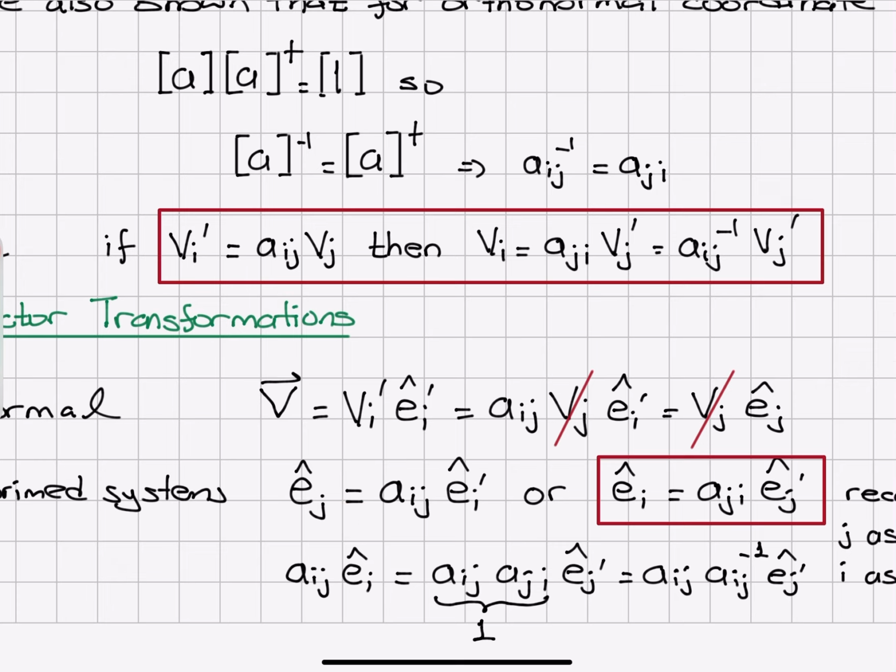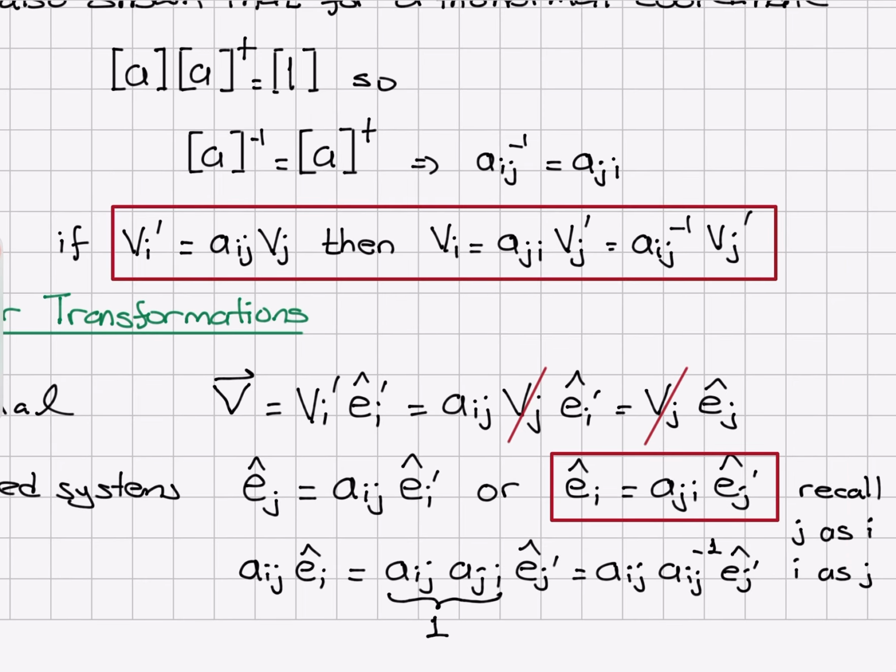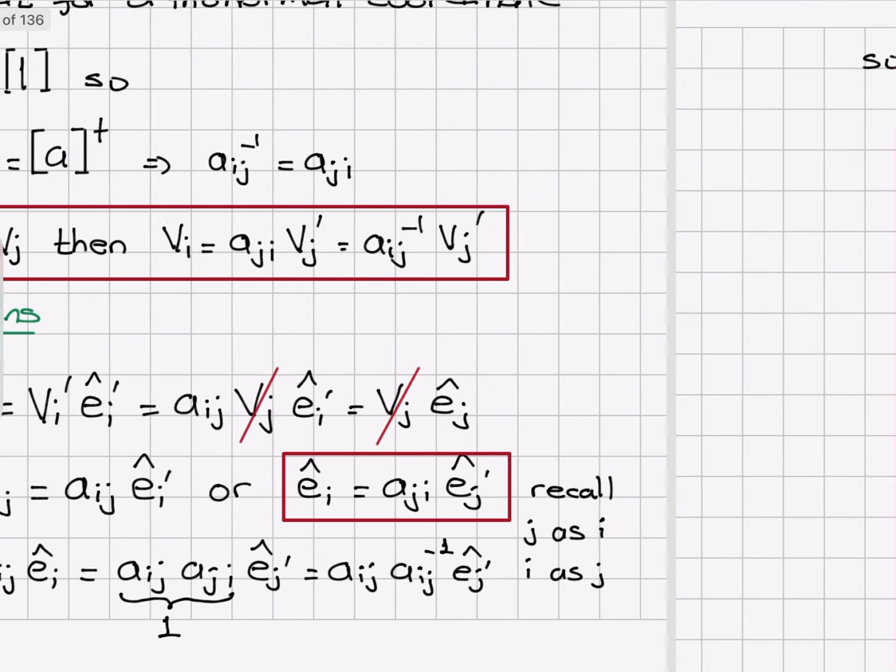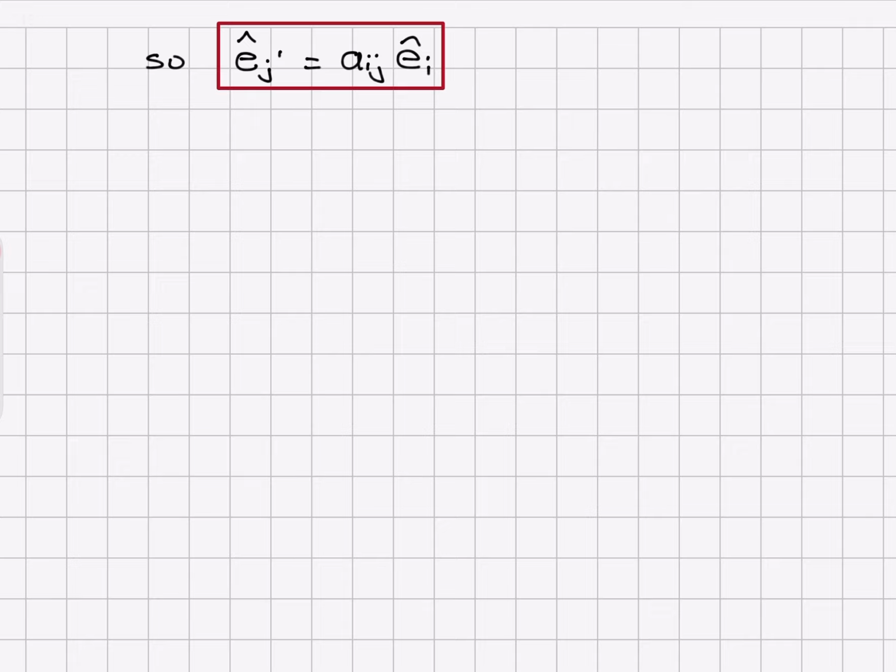This is e_j hat. And if I replace j with i, it tells me that e_i hat is equal to a_ji e_j' hat. So this is basically the inverse of the transformation matrix, which is equal to its transpose. If I multiply both sides with a_ij, here I would get 1 and e_j' hat. So e_j' hat is a_ij e_i hat.